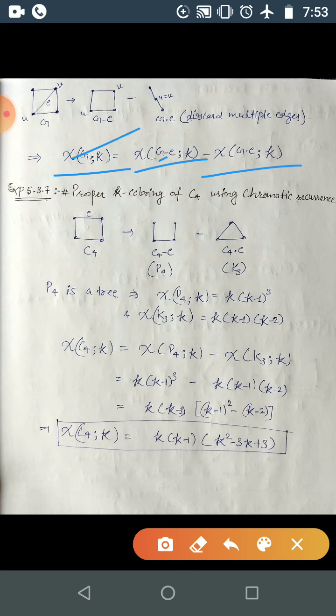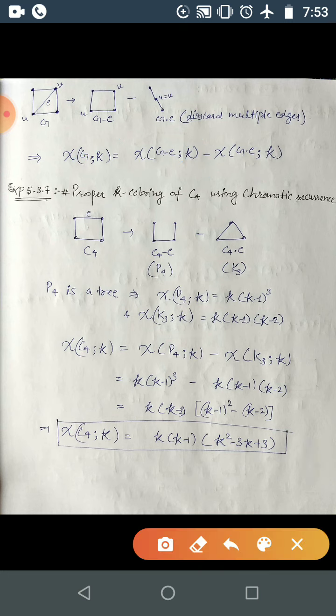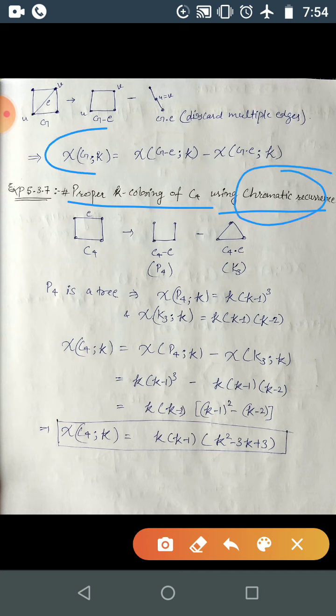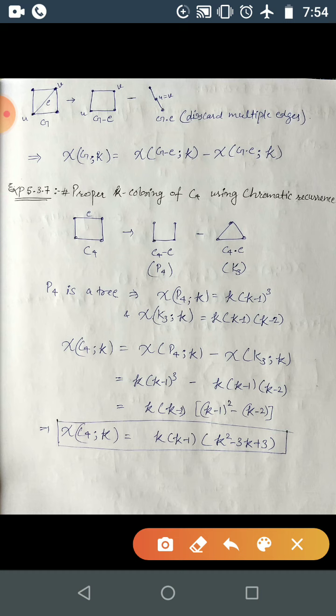Okay, and all are when K colors are given. So here we can discuss this example. The number of proper K colorings of C4, using the chromatic recurrence, that is using this formula, we have to find the proper K coloring for C4. Okay, so that is this one.